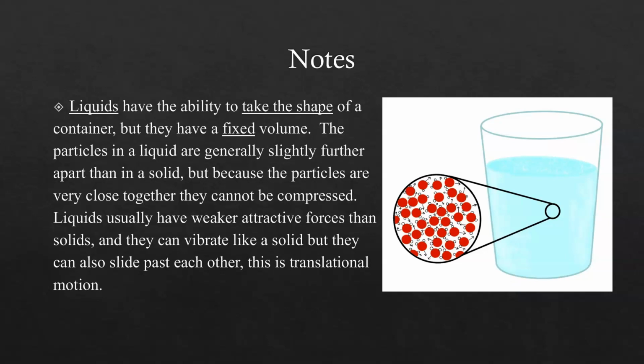Liquids have the ability to take the shape of a container, but they have a fixed volume. The particles in a liquid are generally slightly further apart than in a solid, but because the particles are still very close together, they cannot be compressed. Liquids usually have weaker attractive forces than solids, and thus they can vibrate like a solid, but they also can slide past each other. This sliding past each other is called translational motion.